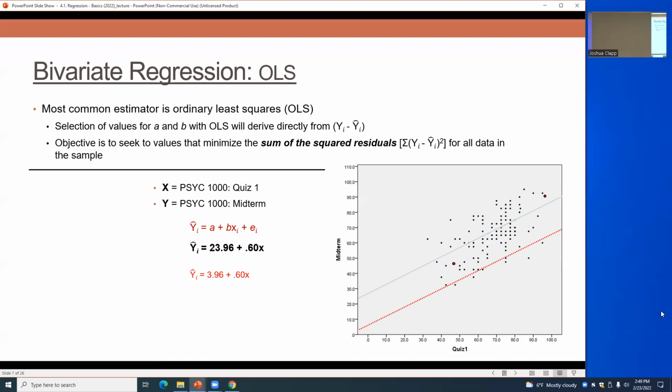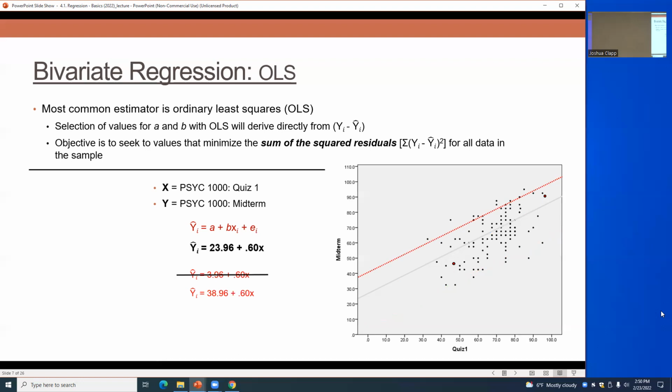Now that would be a pretty poor guess, but let's say that for someone who comes in and gets a 0 on quiz one, I think they still get probably close to a 0 on the midterm. So I'm fine with the slope, but I'm going to pull it all the way down. I'm going to drop that intercept down and fool around with that. Well, now what I've done is I've increased the squared deviation from all of those points from my mean, and so I've got a worse solution.